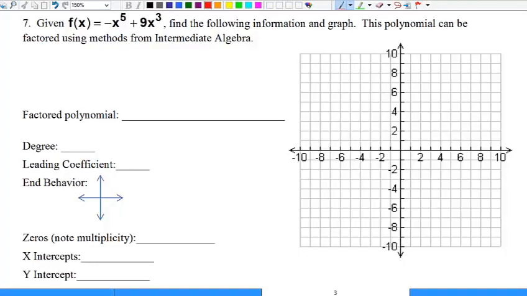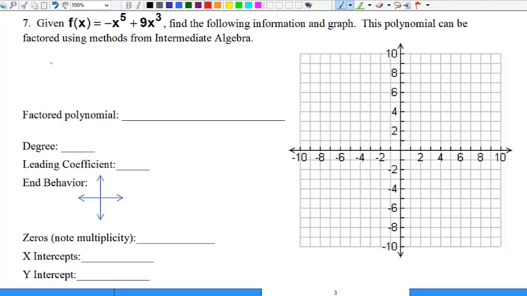Number 7 says, given f of x equals negative x to the fifth plus 9x cubed, find the following information and graph. This polynomial can be factored using methods from intermediate algebra, which means you do not need to use synthetic division, don't need to find the possible rational roots, you just need to factor it like you factored in previous classes.